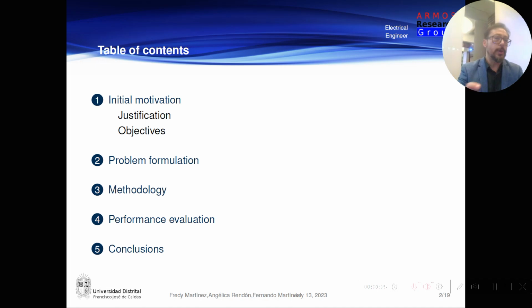I'm going to show you a quick roadmap of this presentation. First, I want to talk a little bit about the justification and objective of this research. Very fast about the problem formulation, the methodology, how our algorithm works, and some results in performance, and well, the conclusions.